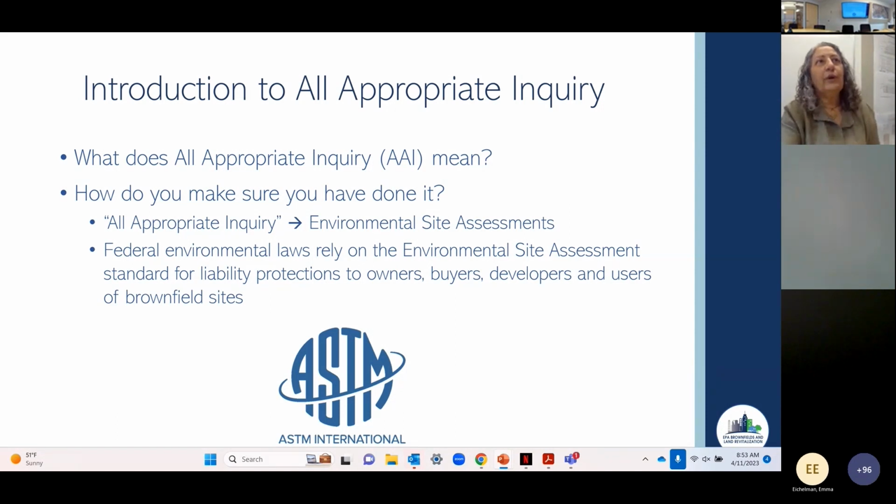So what does all appropriate inquiry mean? As part of the brownfield laws that came into effect and the liability protections, the EPA relied on ASTM, the American Society of Testing and Materials, for creating a standard practice for a phase one environmental site assessment.